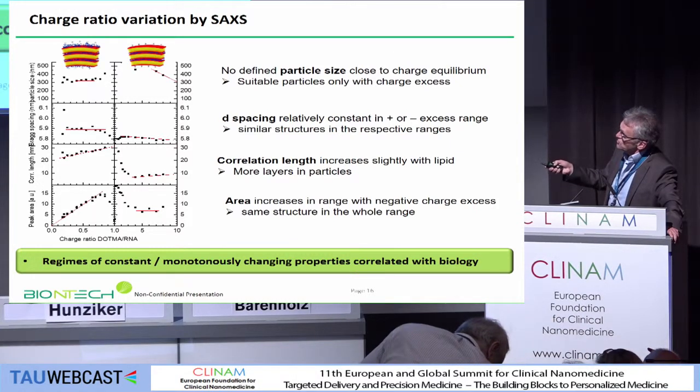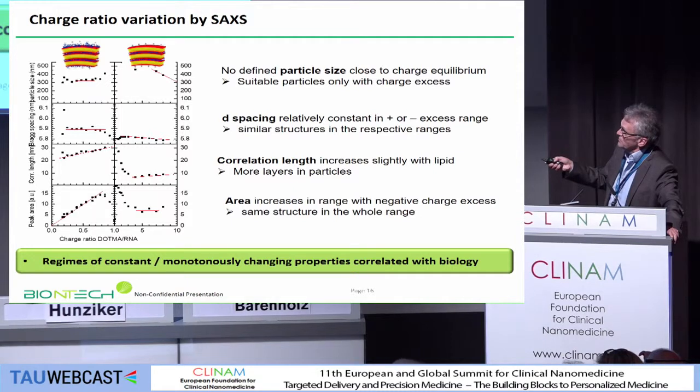In the same range, the d-spacing, the distance between the layers, is virtually constant. If you go to the positive regime, the d-spacing switches and you come up with a different organization where the spacing is significantly different.